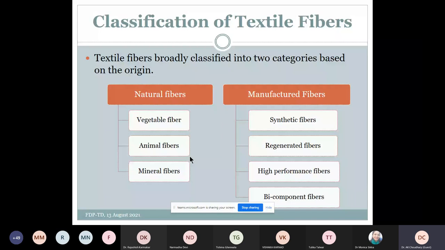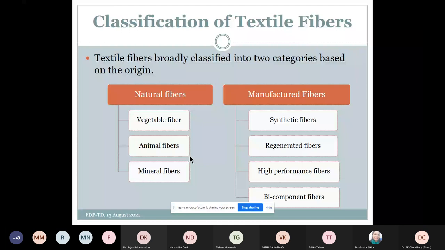And then comes another classification, that is the high performance fibers. So now the market and demand for these high performance fibers is also increasing, and so much R&D work is going on in order to develop these high performance fibers. And in our country, no such industries are involved, but industries in Japan and other countries develop new fibers day by day.